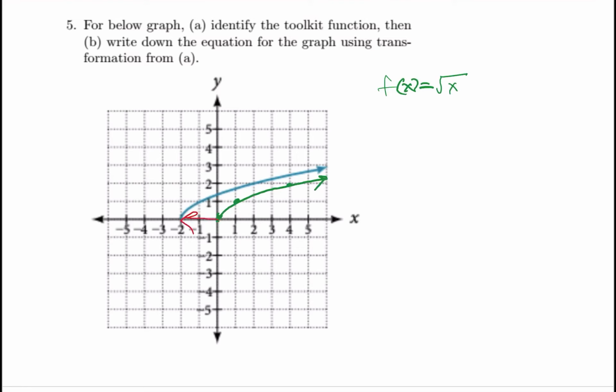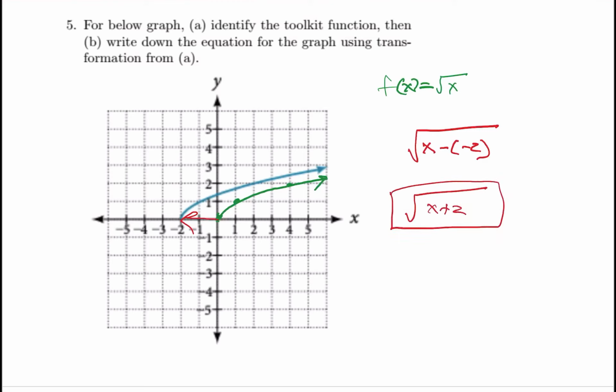So how do we go left 2? We take x minus negative 2. So square root of x plus 2 is this graph right here. And we can always check. Let's call this g of x, the new transformed function, square root of x plus 2.